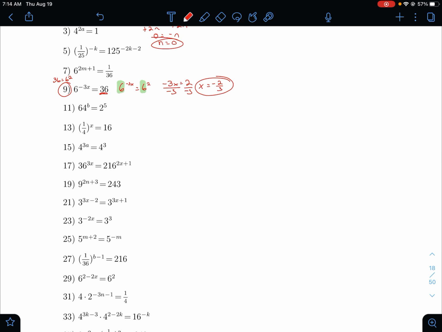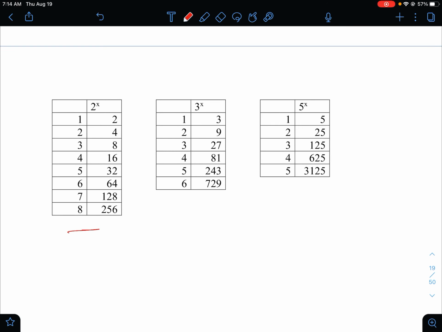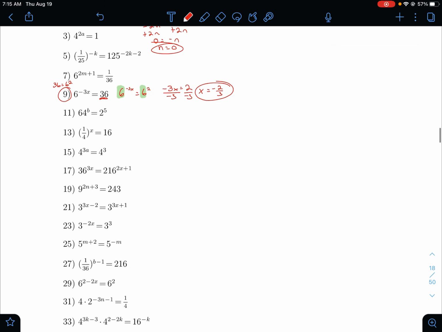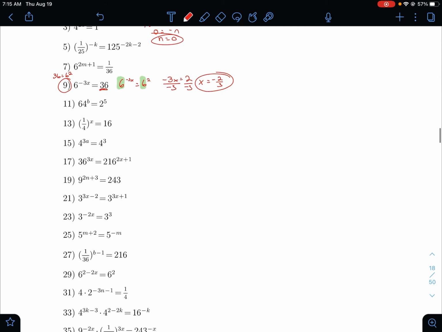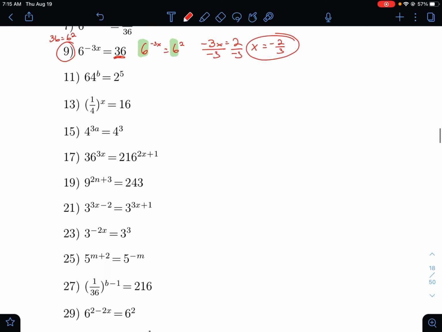All right, let's try another one. Now, one thing I did do, if you go to this next page, I gave you base 2, base 3, and base 5. So if you see any of these numbers, know that you can change them to base 2, right? Like if I had a 32, I could change that to 2 to the 5th power. If I had a 625, I could change that to 5 to the 4th power. So kind of keep that in mind as you do these. How about let's go ahead, let's do this one.